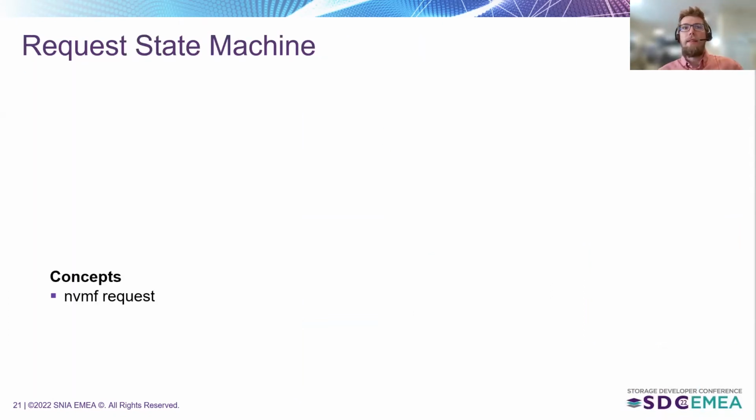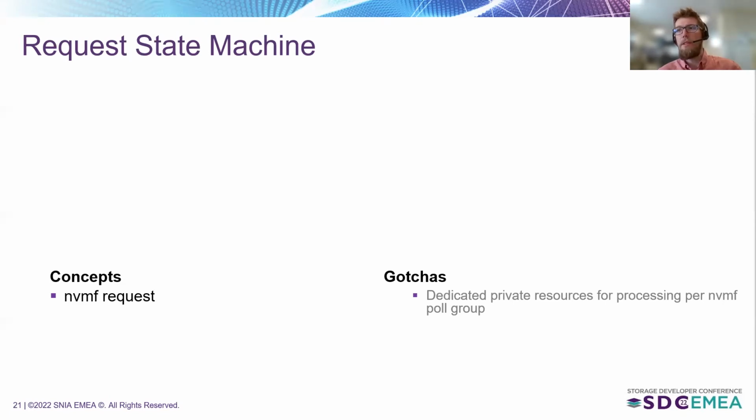The next slide is the one on which we'll cover the request state machine. So when commands are fetched, they are being associated with what is named NVMe-oF request. Regardless of the transport type, the request processing state machine is similar. Usually, a poll group has some pre-allocated requests available.